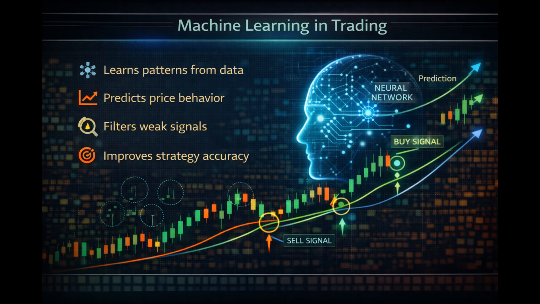Conclusion: machine learning has become an important tool in modern trading systems because it allows traders to analyze complex datasets and identify patterns that improve decision-making. By combining machine learning models with traditional technical analysis techniques such as Renko charts, traders can develop more sophisticated and adaptive trading strategies.